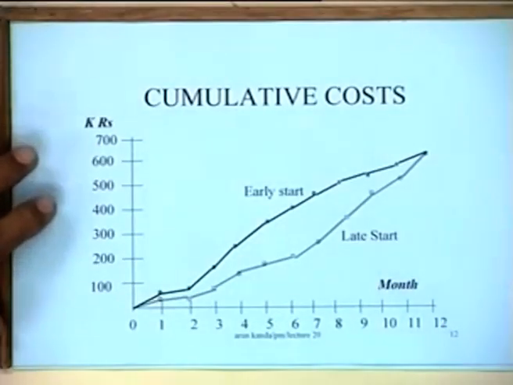Now the question therefore is, if we now plot this information of cumulative costs on a graph, the graph looks something like this.